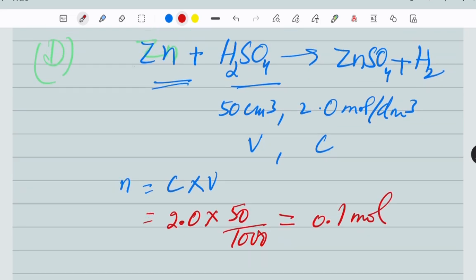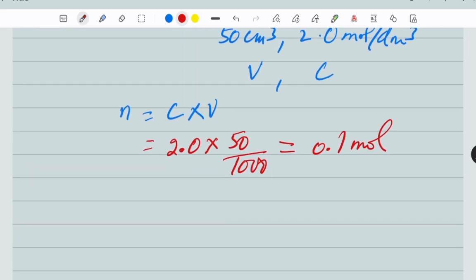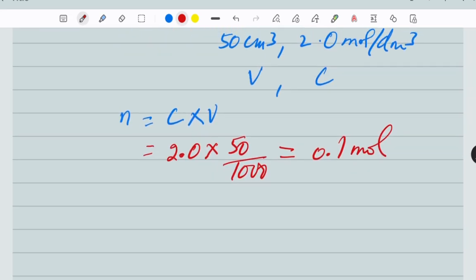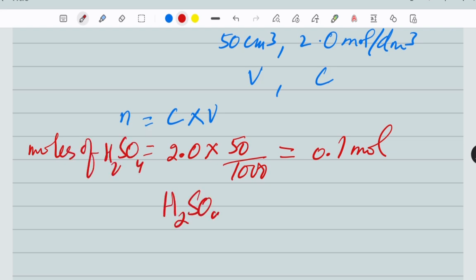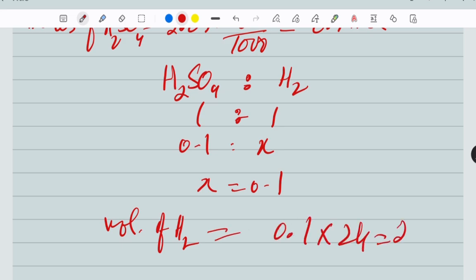Answer will be 0.1 mole. We will do the ratio method. Sorry, 1 mole of sulfuric acid reacts with 1 mole of hydrogen, as we have calculated the moles of sulfuric acid. Ratio method will be between sulfuric acid and hydrogen gas: 1 to 1, 0.1 gives 0.1 mole. To calculate the volume of hydrogen gas, moles into molar gas volume, again answer will be 2.4 decimeter cube. This one is the answer.